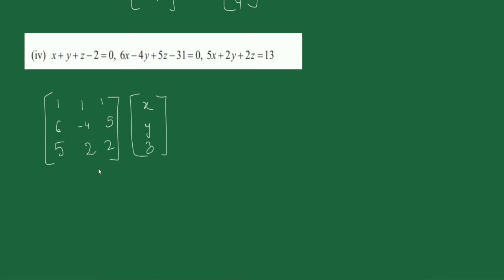This is 3 by 3. This is 3 by 1. And matrix B is 2, 31 and 13. That is your matrix B. So AX is equal to B. The matrix A is a square matrix. That is the first condition. It should be a square matrix.